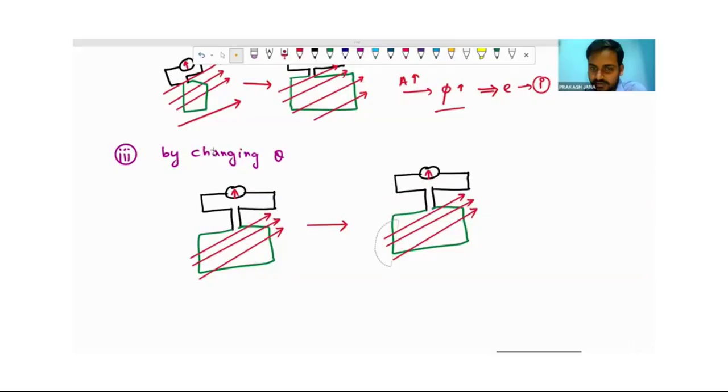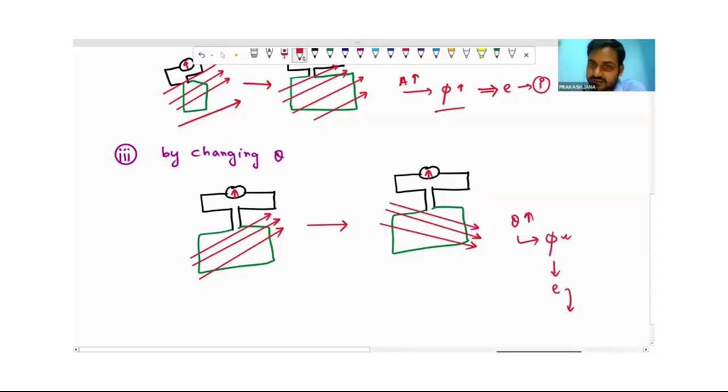flux will induce EMF, and this induced EMF will be the cause of the current that will flow through the galvanometer circuit or through the coil, and the needle of the galvanometer will be deflected. Okay, so by changing this theta, by changing cross-sectional area, and by changing magnetic field, we can induce EMF, that is electromotive force, in a closed loop.